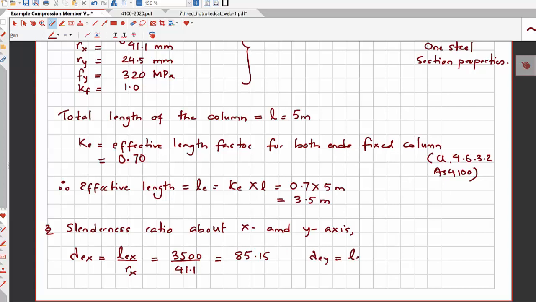Lambda EY is again LEY by RY, and LEY is again 3500 as in the X axis, and RY is 24.5. So that gives us the slenderness ratio of 142.85. Right, so that's the slenderness ratio about X and Y axis, and as we can see here already, the critical one is the one that has the bigger slenderness ratio. So it is more slender about the Y axis, and that's where the buckling will happen. So the critical slenderness ratio is 142.85.